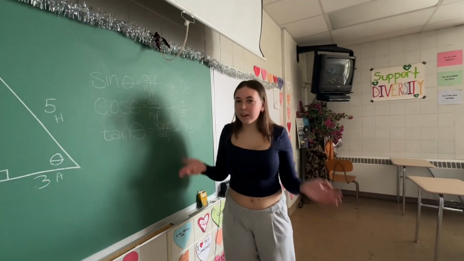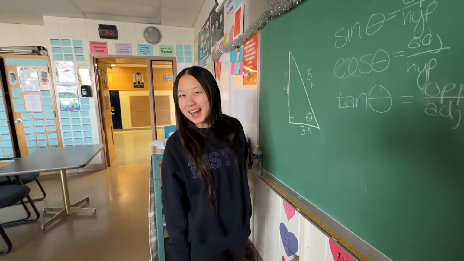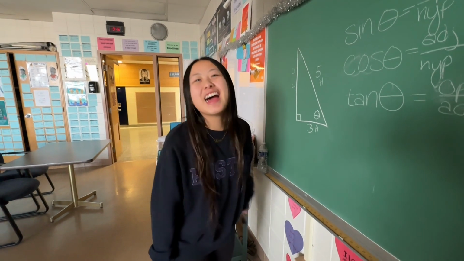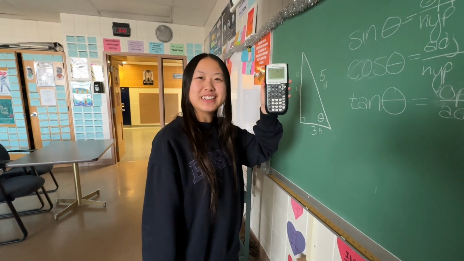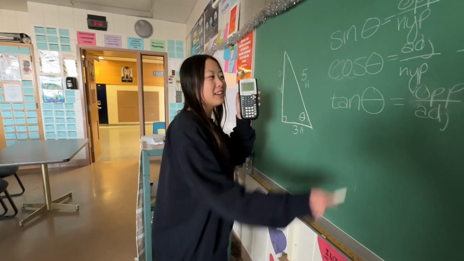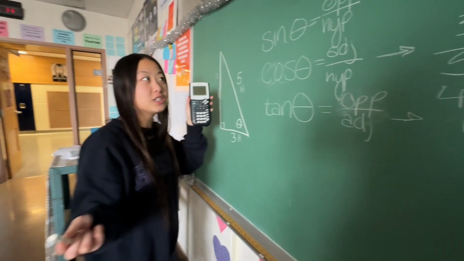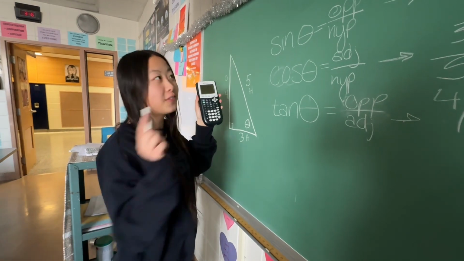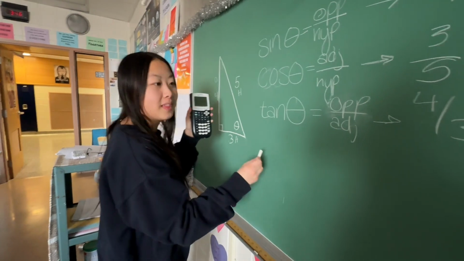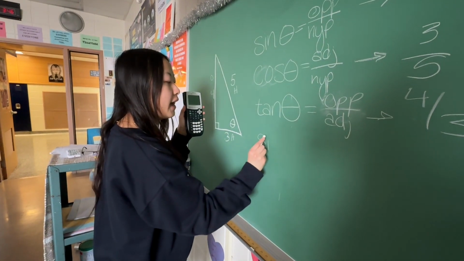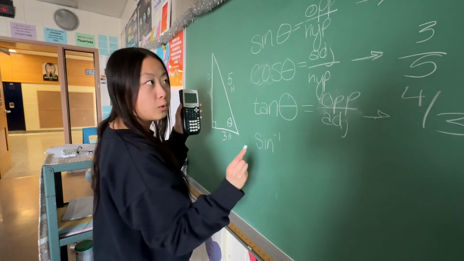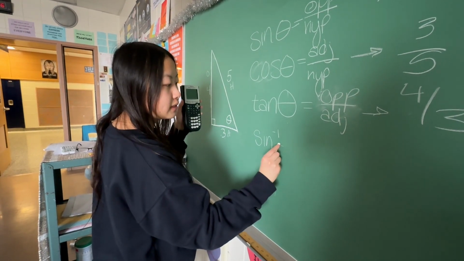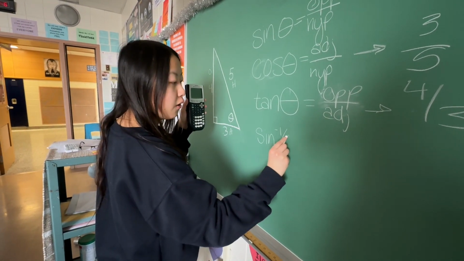But how do we find the angle? Great question. Here I have my calculator. And to find the angle, let's do sine. So to find this angle, you have to take the inverse and do sine^-1 of 4/5.